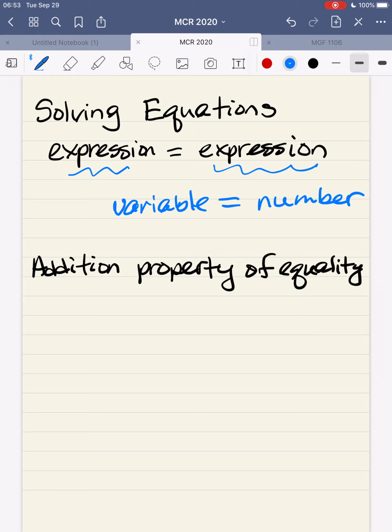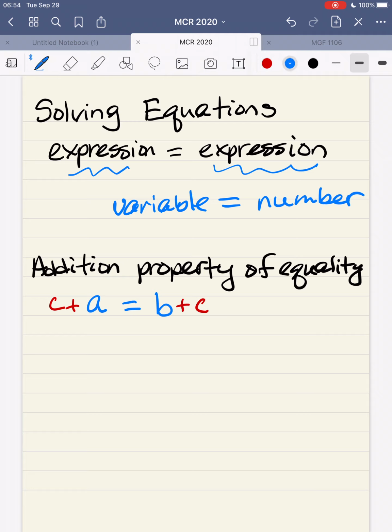The first thing we're going to talk about is the addition property of equality. And all the addition property of equality says is, if I have some value A, and for some reason that value is equal to B, it allows me to add the same value on either side without changing the equality of it. It means the sides are still equal.